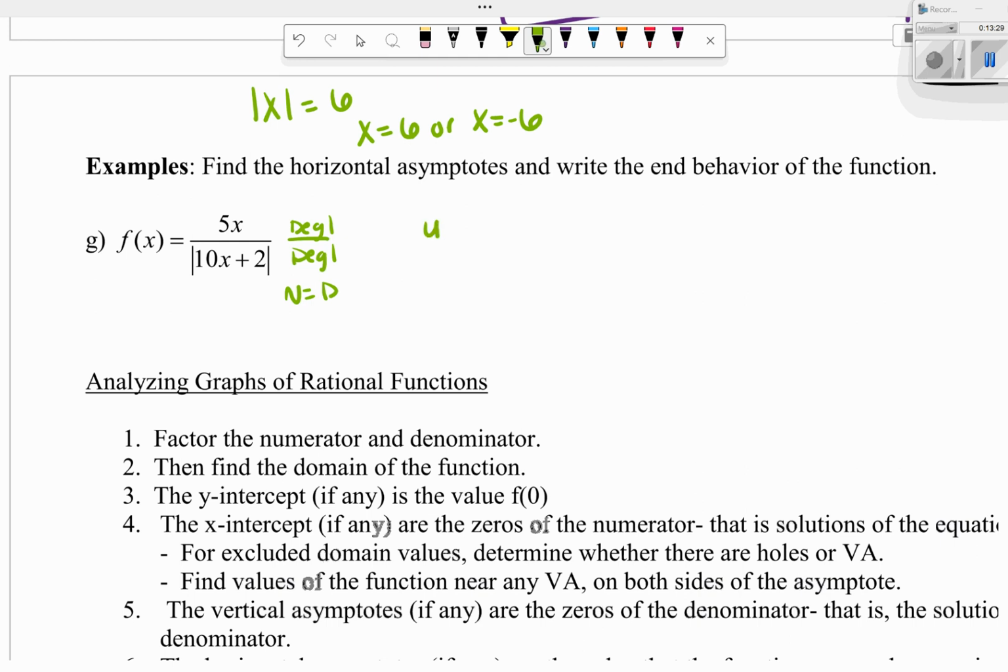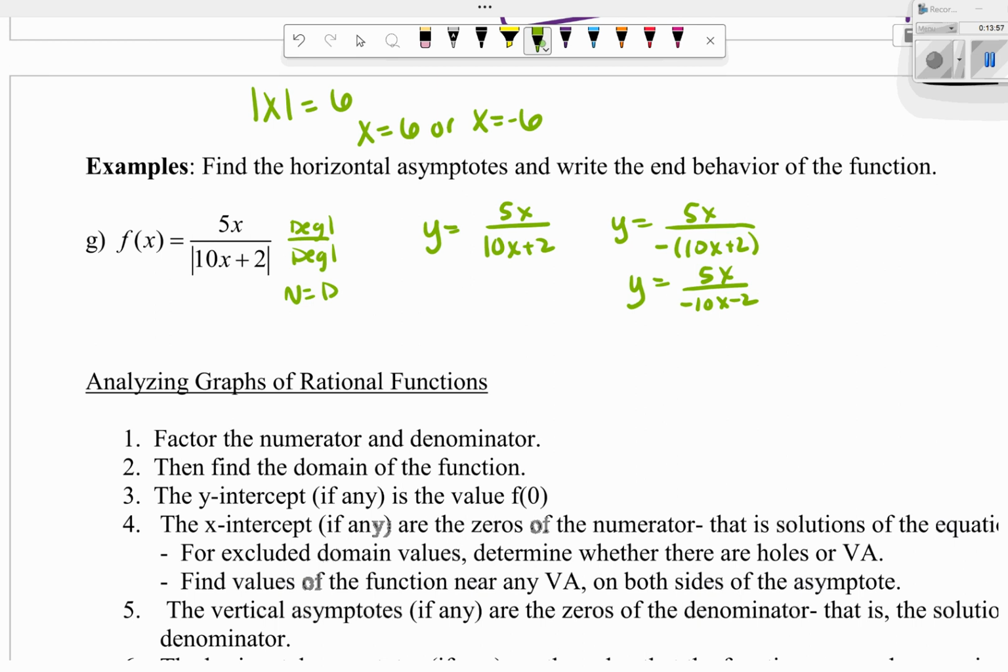So if you look at this problem, you would have y equals 5x over just the answer, and then we have y equals 5x over the negative of the answer. Remember last year when we did Math 3 and in Math 2, we solved our absolute value equations and we did the positive and the negative. So that's where that comes from. So here, if you simplify this, you get y equals 5x over -10x minus 2 when you distribute that negative.